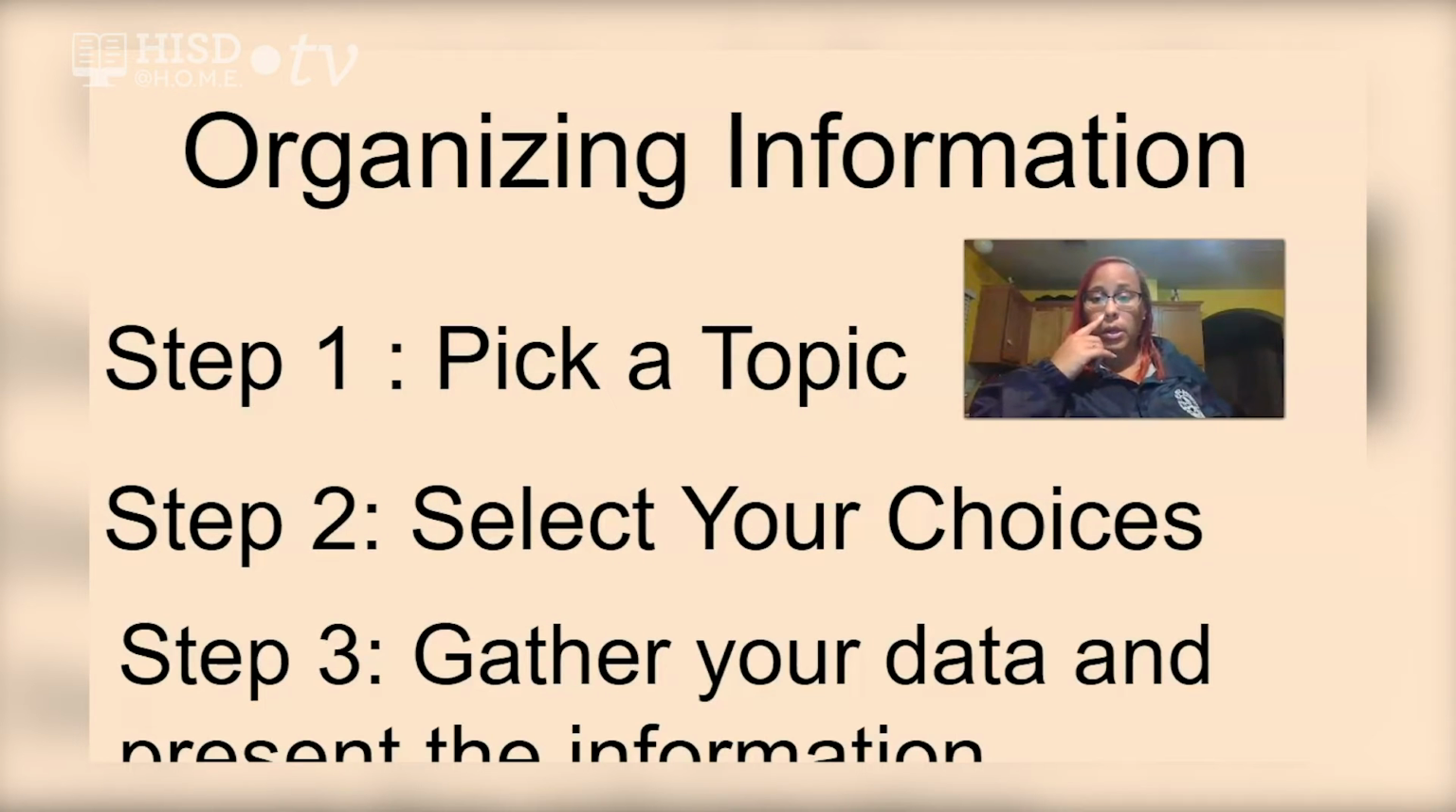Today, boys and girls, when we talk about creating graphs, you're going to need to remember these steps for organizing information. Step 1, pick a topic. Step 2, select your choices. Step 3, gather your data and present the information.